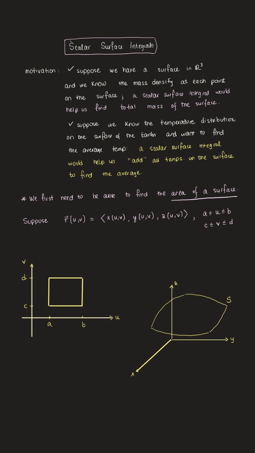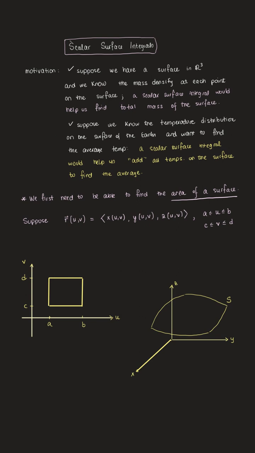So, a motivation for scalar surface integrals. Let's imagine two examples. Imagine that we have a surface in space. It's a 2D surface in R3, and we know the mass density at every point on the surface. A scalar surface integral would allow us to find the total mass of the surface, right? So if we take the integral, we will find the total mass, given the f of x, y, z, the mass density function.